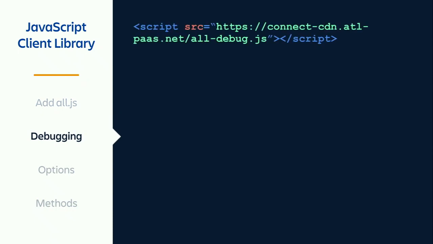Now, what happens if you run into a problem while you're developing and you think you might have found a problem in the Atlassian Connect JavaScript file? Well, you can use our debug version. All you need to do is put -debug into all.js, and you'll get an unminimized, uncompressed version of our library. All.js is a minimized and compressed version for speed and performance.